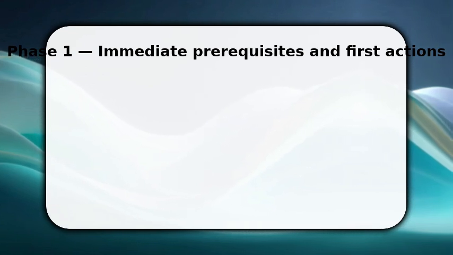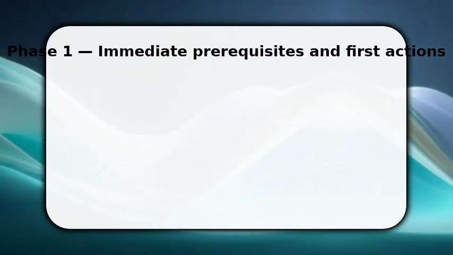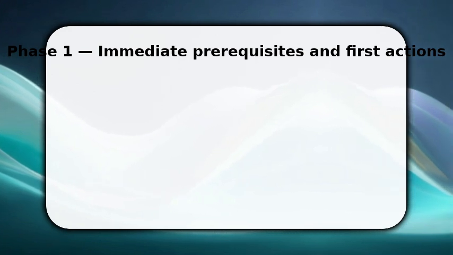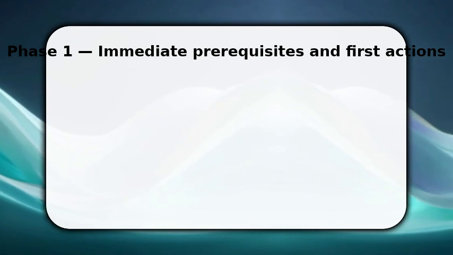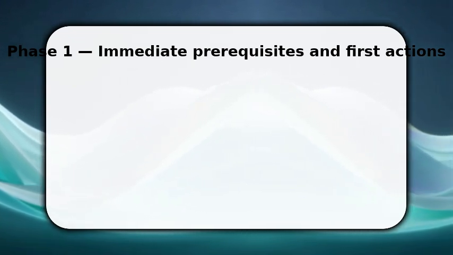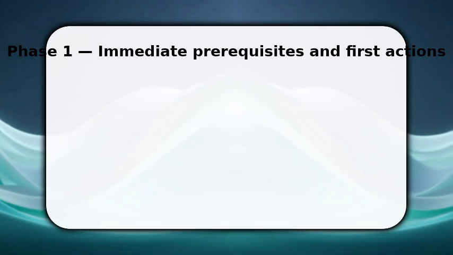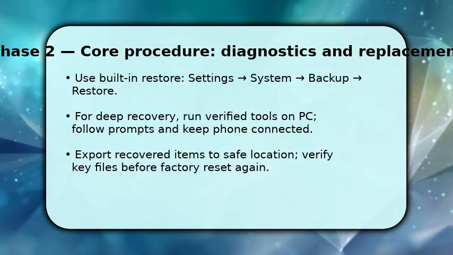If you plan to use advanced tools, enable developer options and USB debugging. This allows direct file access. Once done, sign into the same cloud account and make sure you have any needed credentials ready. This prevents lockouts later. You now run the recovery sequence.